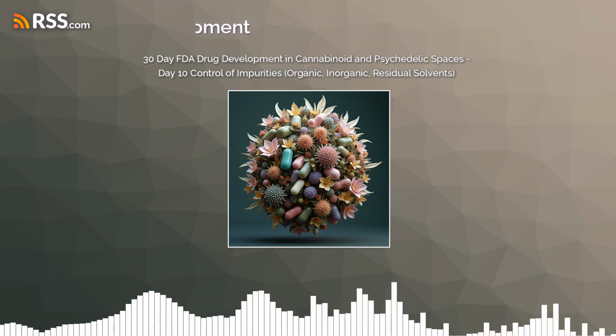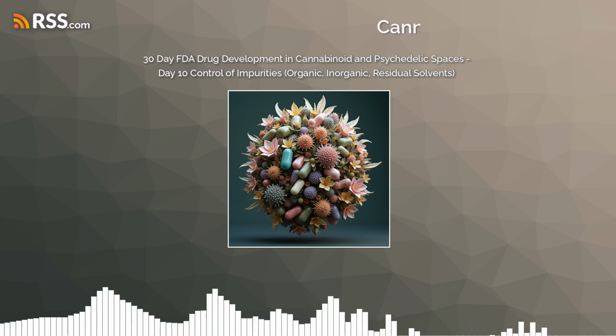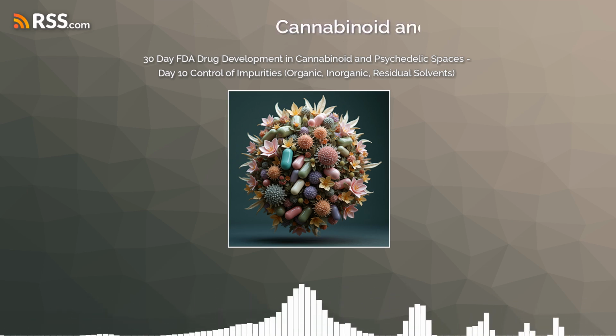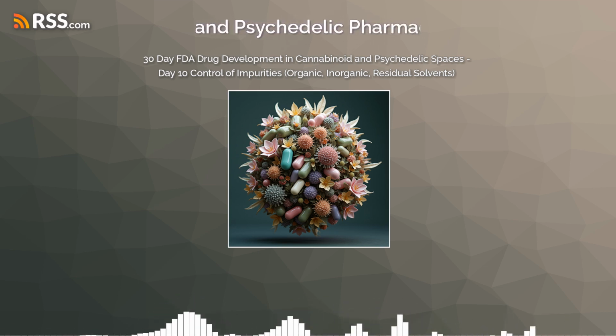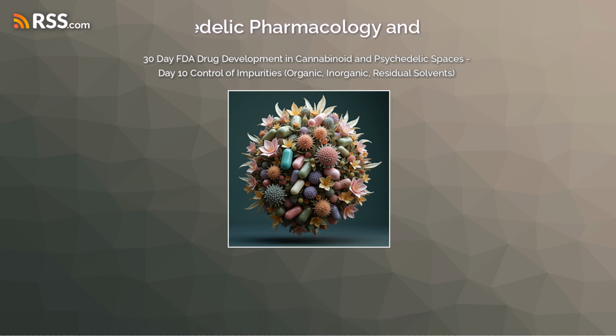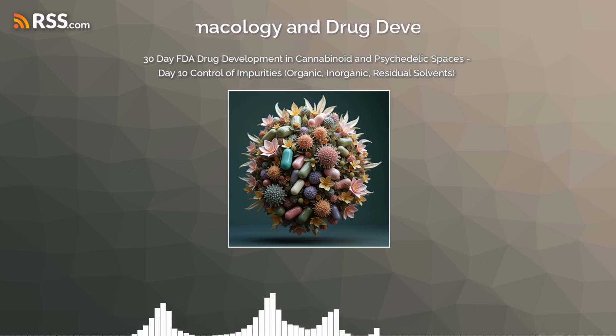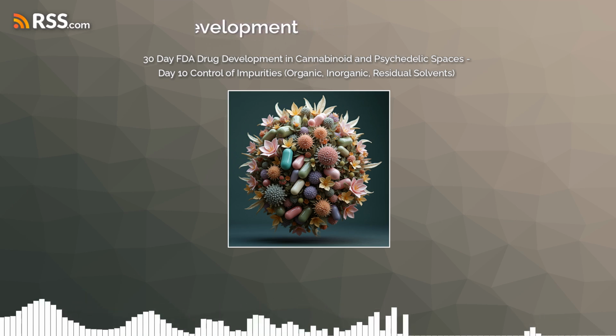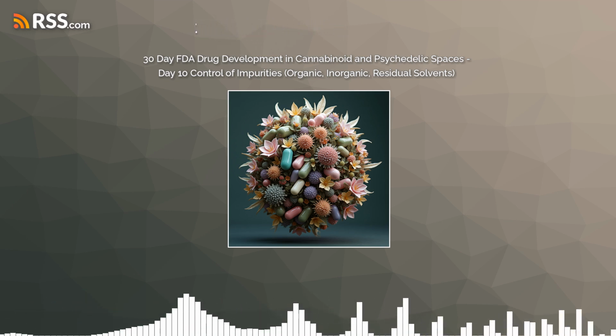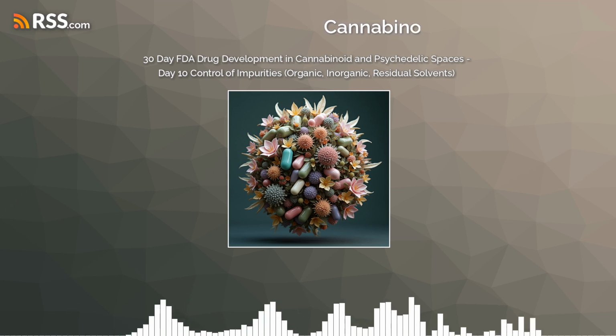And are the testing methods for psilocybin impurities similar to the ones used for cannabis? There's definitely some overlap, but there are also some unique challenges with psilocybin. For one thing, it's a much more potent substance than cannabis, so even smaller amounts of impurities can have a more significant impact. So you need even more sensitive detection methods. Exactly. You need to be able to find those impurities at extremely low levels.